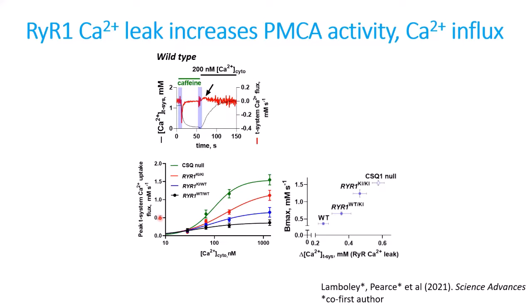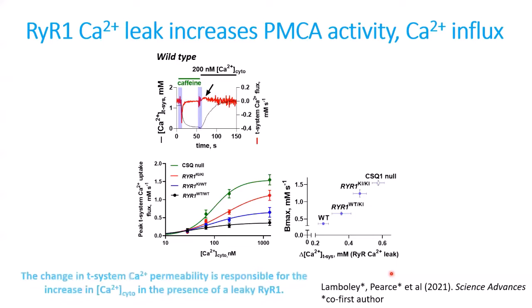If we take the Bmax from the curves fitted to this data and plot it against leak, you can see we get what may be a linear relationship between the two. So we conclude that PMCA activity is increasing with RyR leak, and it means that the calcium influx is also increasing across the T system with RyR calcium leak. So the change in T system calcium permeability is what's responsible for the increase in resting cytoplasmic calcium in the presence of a leaky RyR receptor.